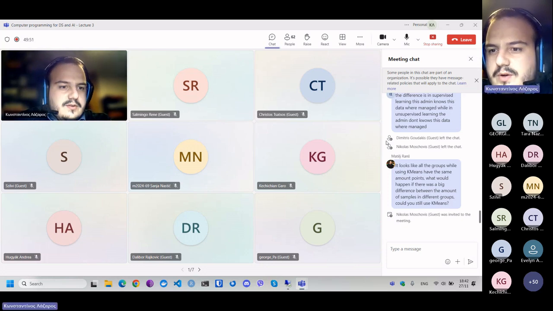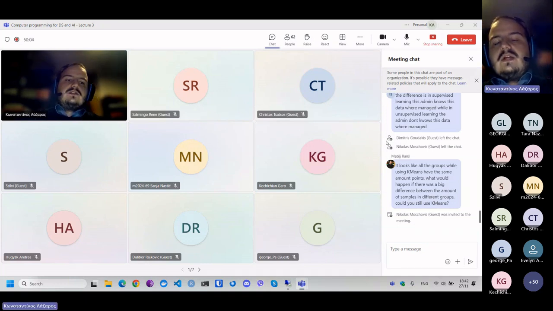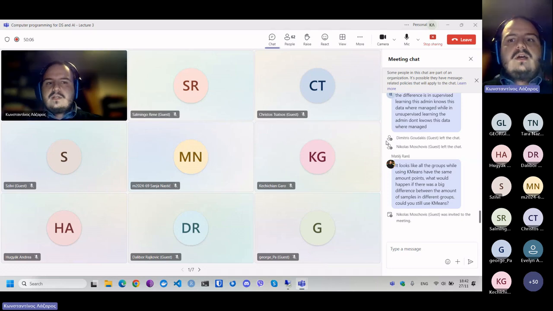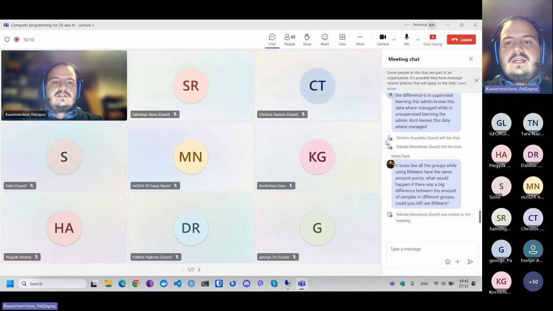Let me just read the question because the letters are a bit small in the chat. So bear with me on that. Yes, the answer to that is that you could still use k-means, but because of the fact that you would have, again, an imbalanced data set. So the question, to reiterate, is what would actually happen if we had an imbalanced data set? Is that correct? Do I understand it correctly, Matei?